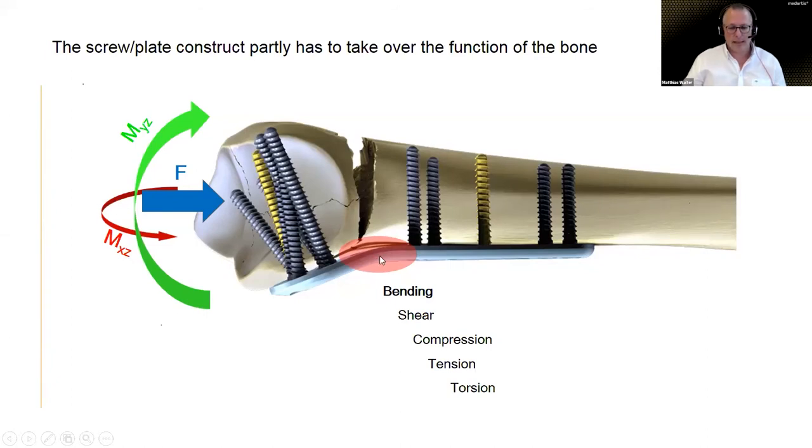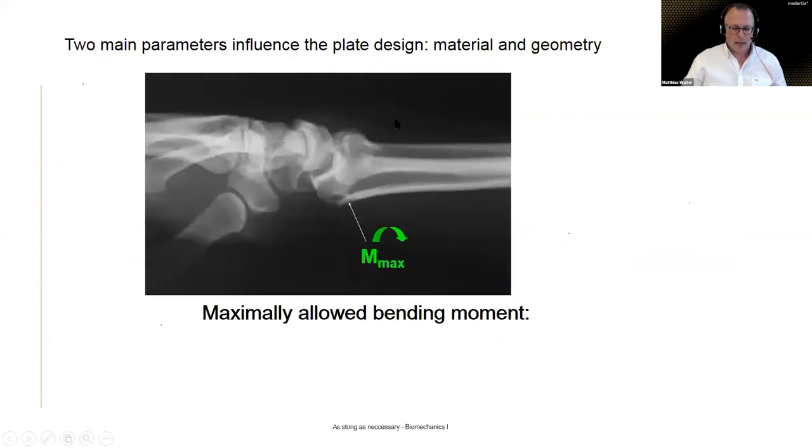This is where the joint bearing part is actually meeting the shaft part. So all the forces are bundled in this particular point, okay? So when you take a look at this X-ray, and this is a dorsally displaced distal radius fracture, so that is now tilted about, I don't know, maybe 30 degrees or so from its normal 11-degree angle where it should be. We have now two main parameters that influence the plate design.